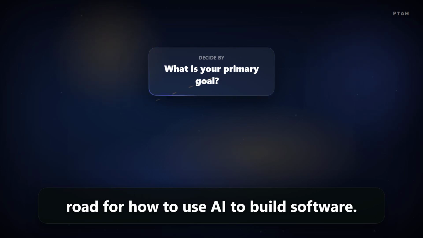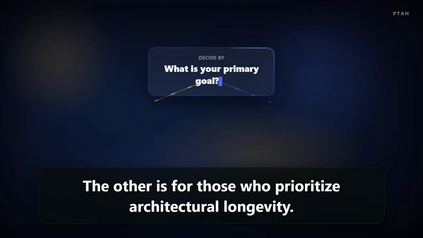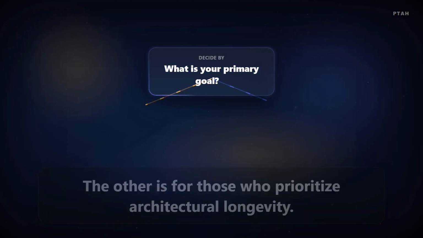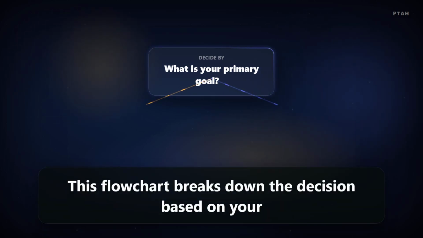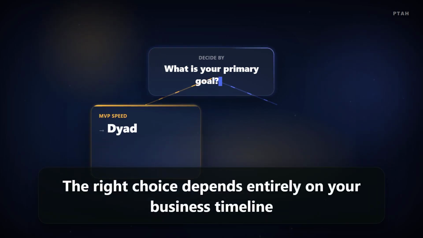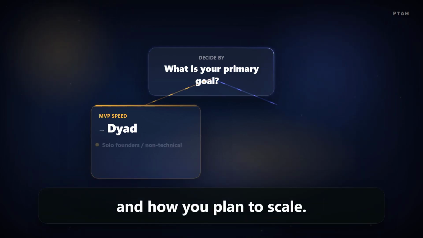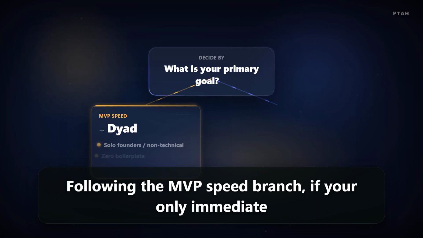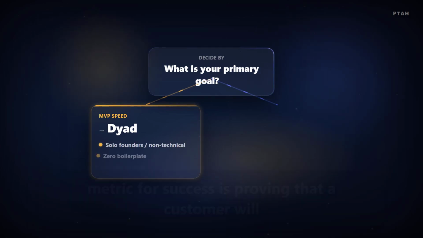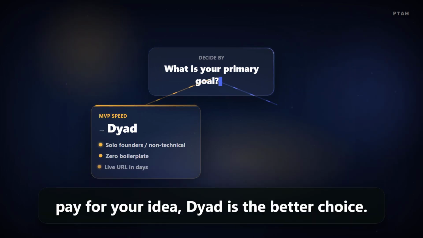One is built for those who prioritize immediate output. The other is for those who prioritize architectural longevity. This flowchart breaks down the decision based on your primary goal. The right choice depends entirely on your business timeline and how you plan to scale. Following the MVP speed branch, if your only immediate metric for success is proving that a customer will pay for your idea, Dyad is the better choice.